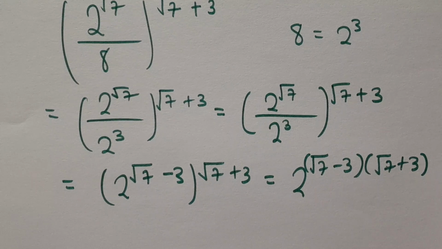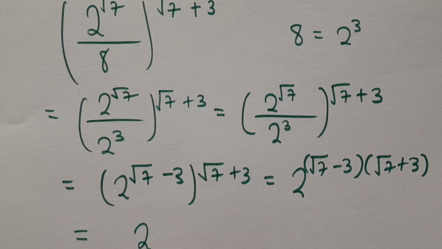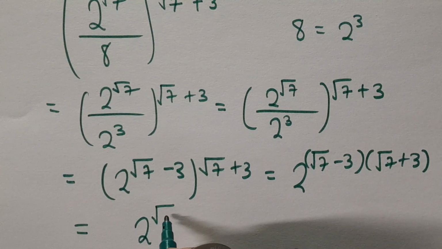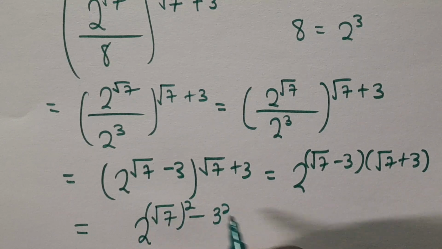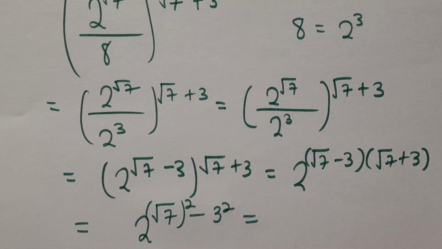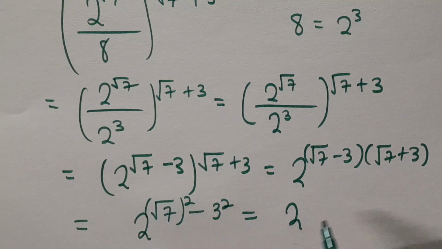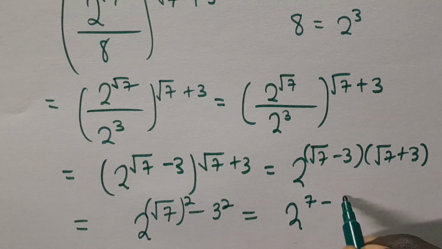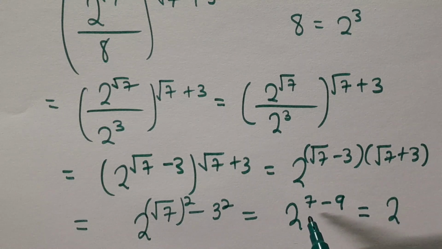So from here, when we try to multiply this, we believe that it will be equivalent to 2 raised to power √7 all square minus 3 square. And this will be equivalent to 2 raised to power, this square, we cancel this square root, we have it to be 2 raised to power 7 minus 9. And this will be equivalent to 2 raised to power minus 2.